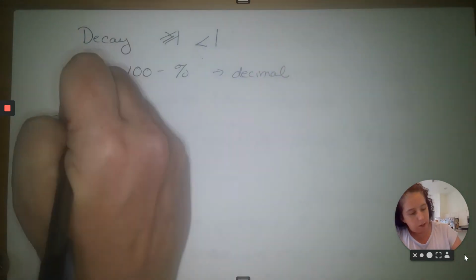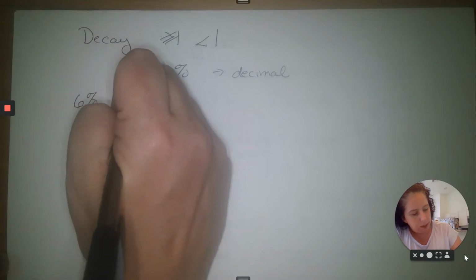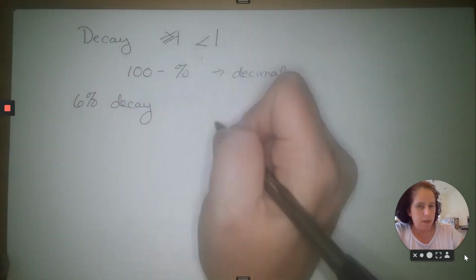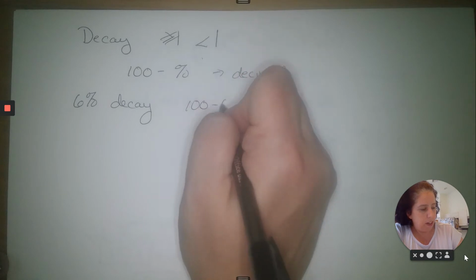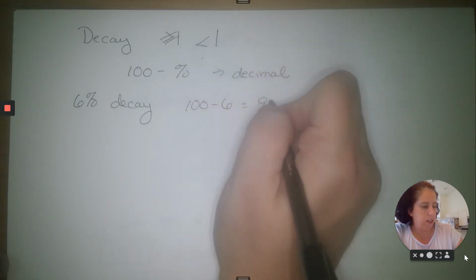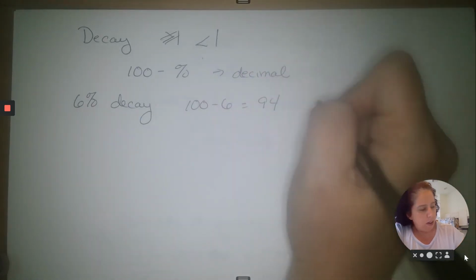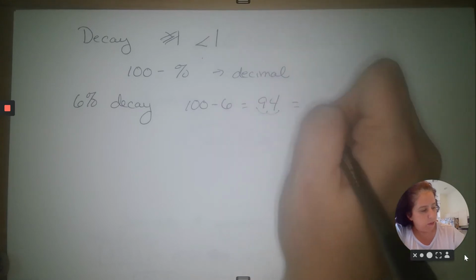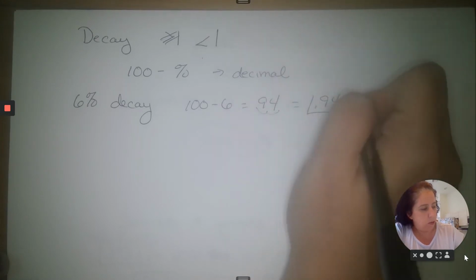So if I give you a 6% decay, we're going to do 100 minus 6, which gives us 94. The decimal is over here, go 1, 2. That means our multiplier is going to be 0.94.